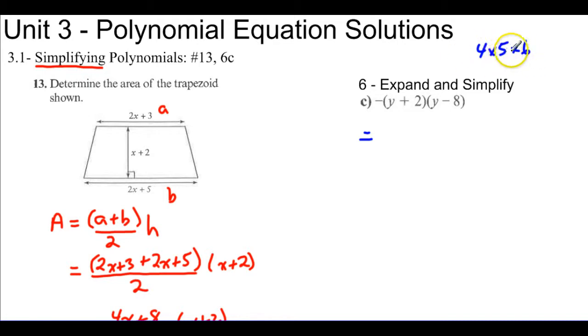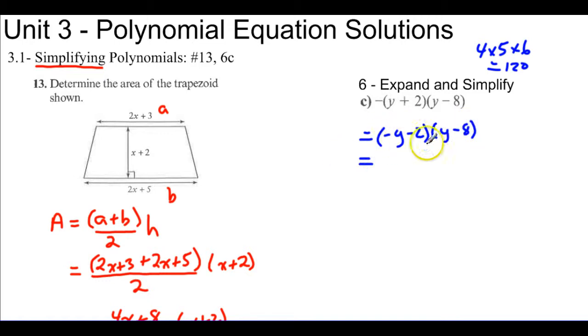4 times 5 is 20, times 6 is 120. 5 times 6 is 30, times 4 is also 120. 4 times 6 is 24, times 5 is 120. I guess it's all possibilities. So just understanding that when I'm multiplying, I can do them in any order. So here, negative times this is negative 1 times y, and then negative 1 times positive 2. I have negative y minus 2 times the y minus 8.